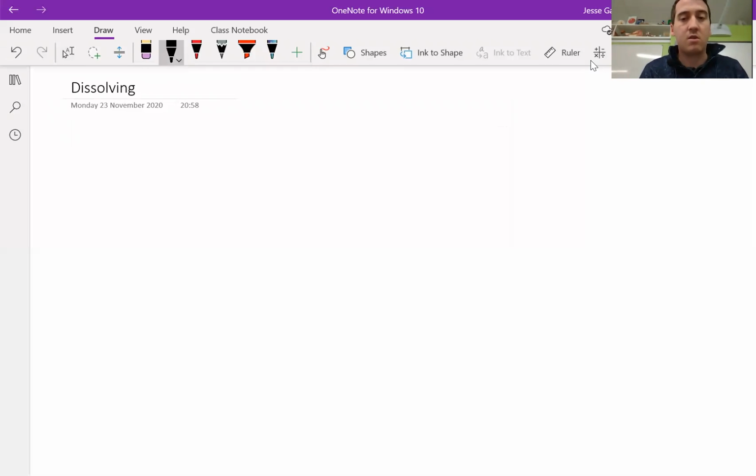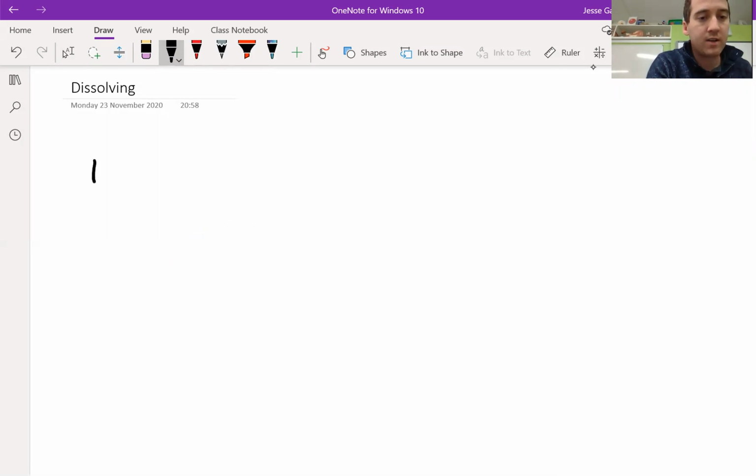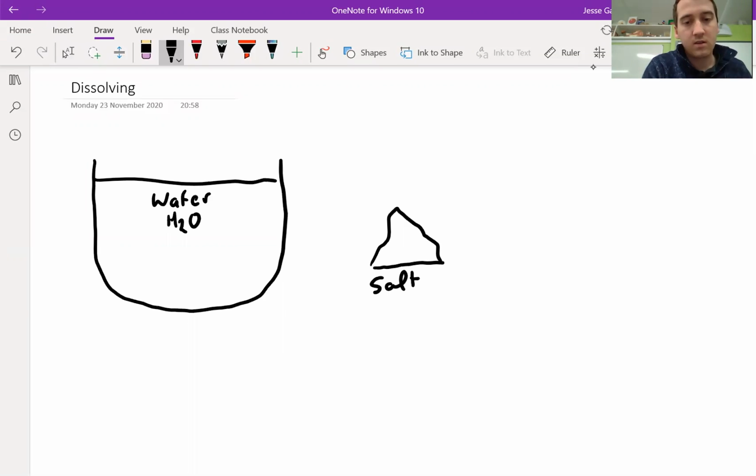Okay, this video is going to be on dissolving. Okay, so it's going to be on what happens when things dissolve. So I want you to imagine that we have some water in a container. Okay, so we have some water in a container like this. Okay, so it's filled up to here with water, H2O. Okay, and to that we've got a sample of salt. So we've got this little pile of salt. This is a substance made of NaCl.